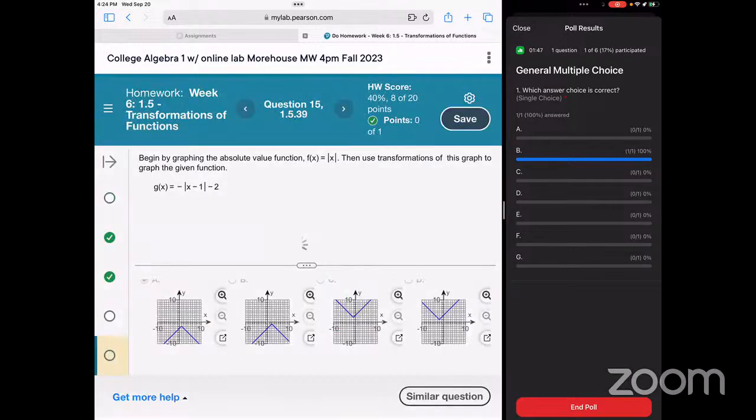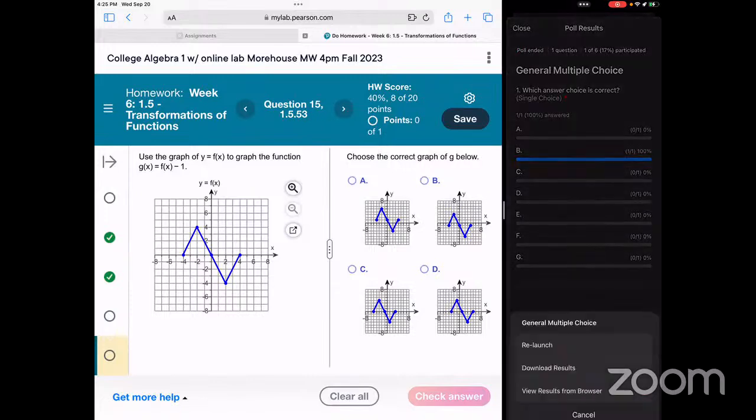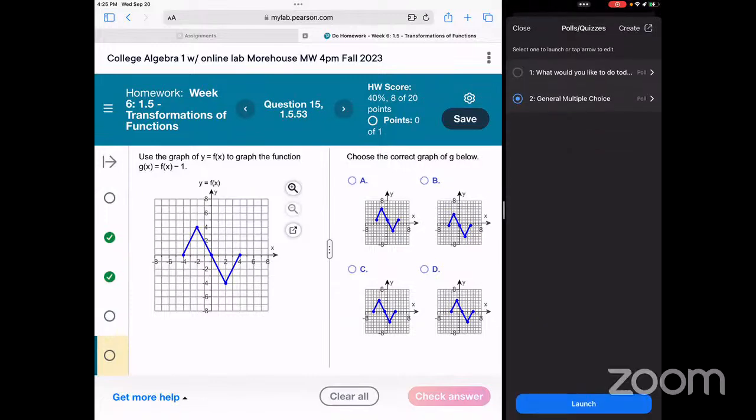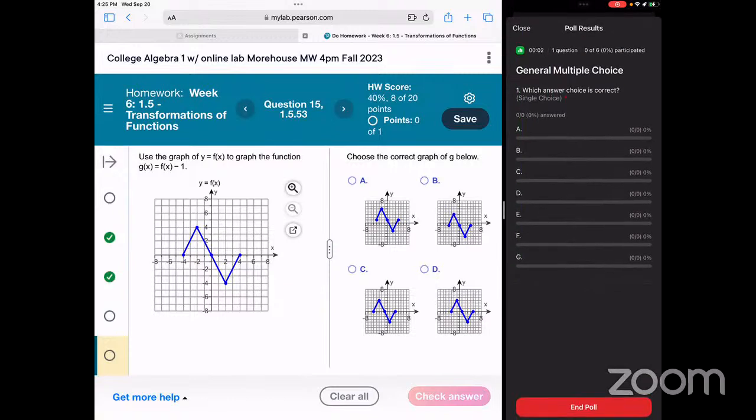So use the graph y equals f of x to graph the function g of x, which is f of x minus 1. All right, let me reset the poll. Launch. Okay. So notice the -1 is outside our basic function. So you got to think, is it vertical or is it horizontal? And then how does adding a positive number affect it, right? So do you think the option is A? I don't know if you can see it or not.